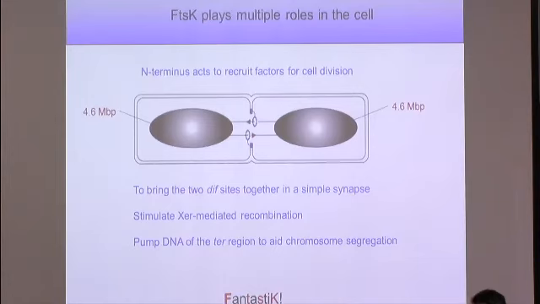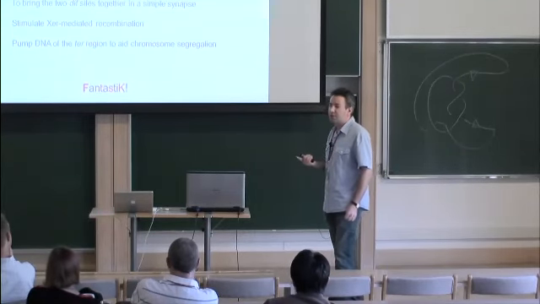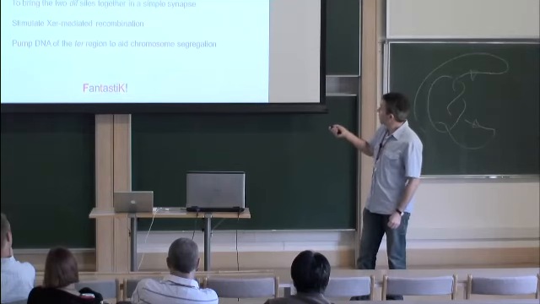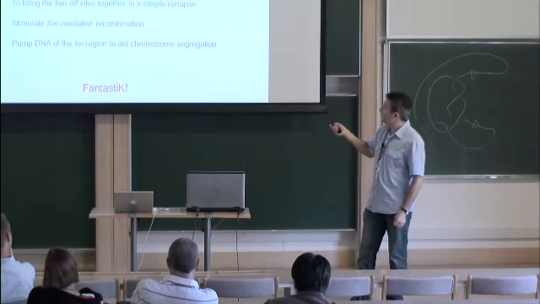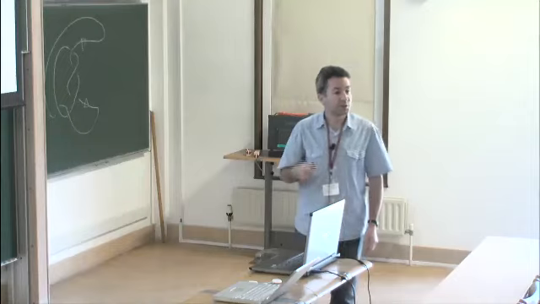So FtsK is doing multiple roles in the cell. It really is a fantastic protein. So it acts to recruit other factors for cell division. So it's a key divisome component. It pumps DNA that's being trapped at the septum. It knows where it's going, so it always pumps towards the dif site. And by doing this, it can actually bring two dif sites together. And then it seems to stimulate the recombination between these dif sites so that you can then segregate your chromosomes into opposite poles.